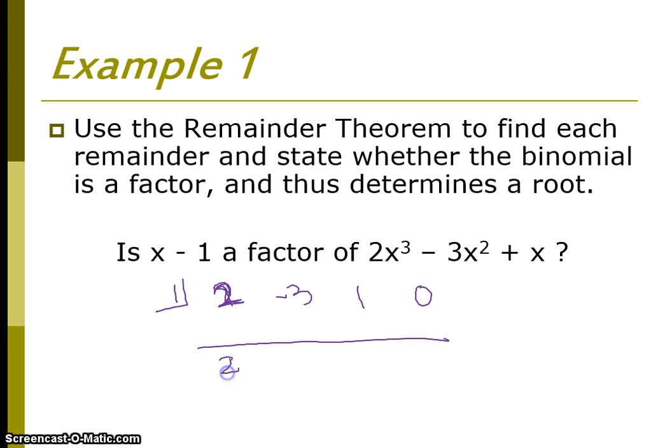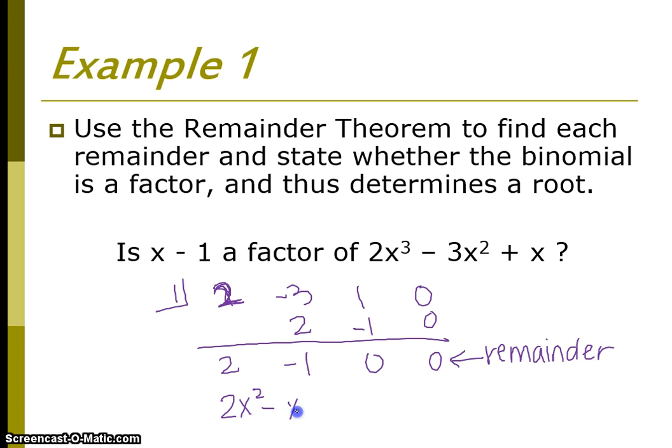Bring down my 2. 2 times 1 is 2. Add that, I get negative 1. Negative 1 times 1 is a negative 1. I get 0 there. 1 times 0 is 0. So I get 0 here for my remainder. My answer is going to be 2x squared minus x for when I divided.